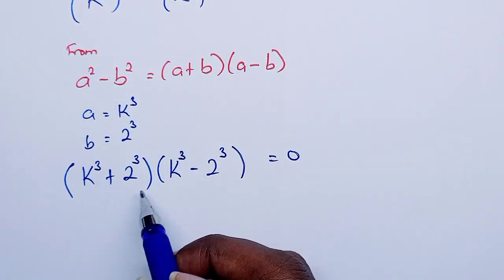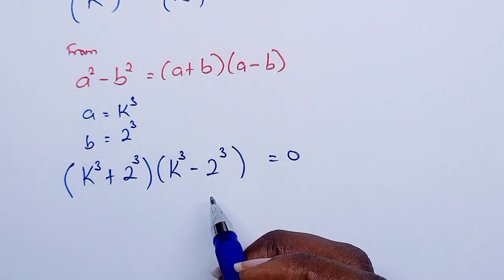Now we have two solutions, this and this. This is equal to 0 and this is equal to 0.